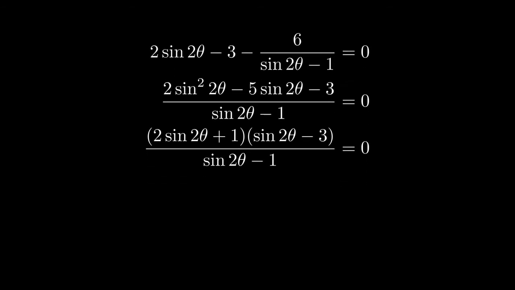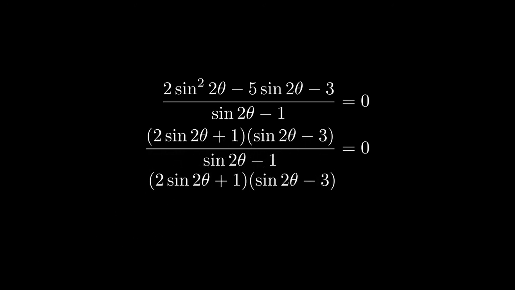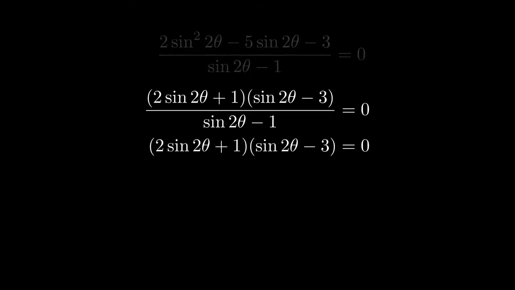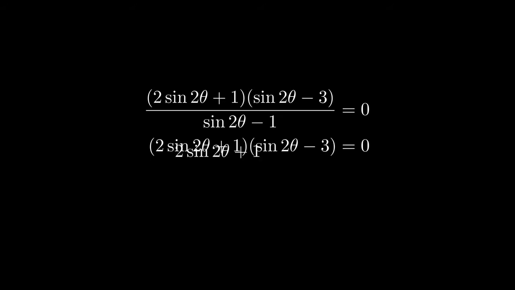So there's the factorized numerator. Now, how do we make this 0? The only way to make it 0 is if the numerator is 0. So we can just look at the numerator. We can throw out the denominator. So we have this now. And then to make this 0, we just look at each factor. So if the first factor is 0, then it's 0. So we just solve this now.